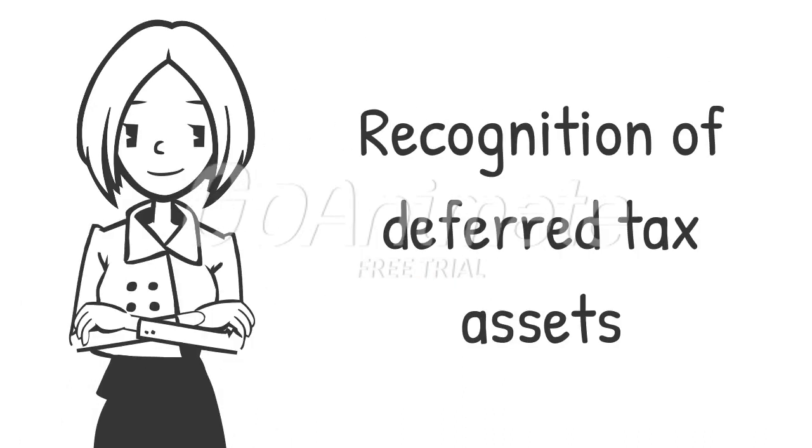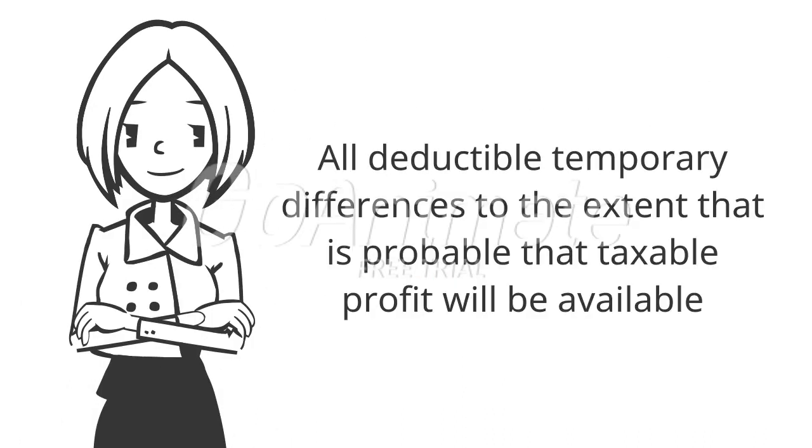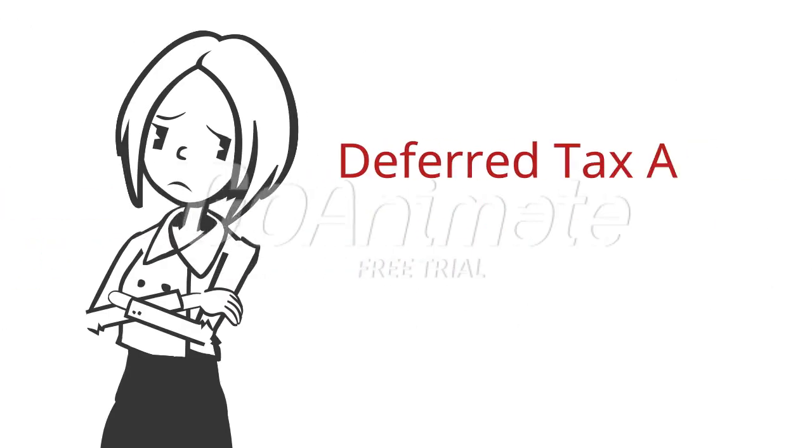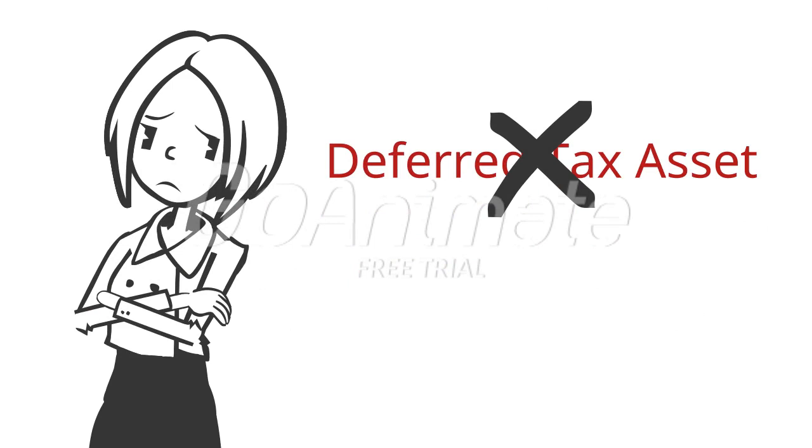Recognition of deferred tax assets. A deferred tax asset shall be recognized for all deductible temporary differences, to the extent that it is probable that taxable profit will be available, against which the deductible temporary difference can be utilized. However, a deferred tax asset is not recognized when the deductible temporary difference arises from the initial recognition of an asset or liability in a transaction.